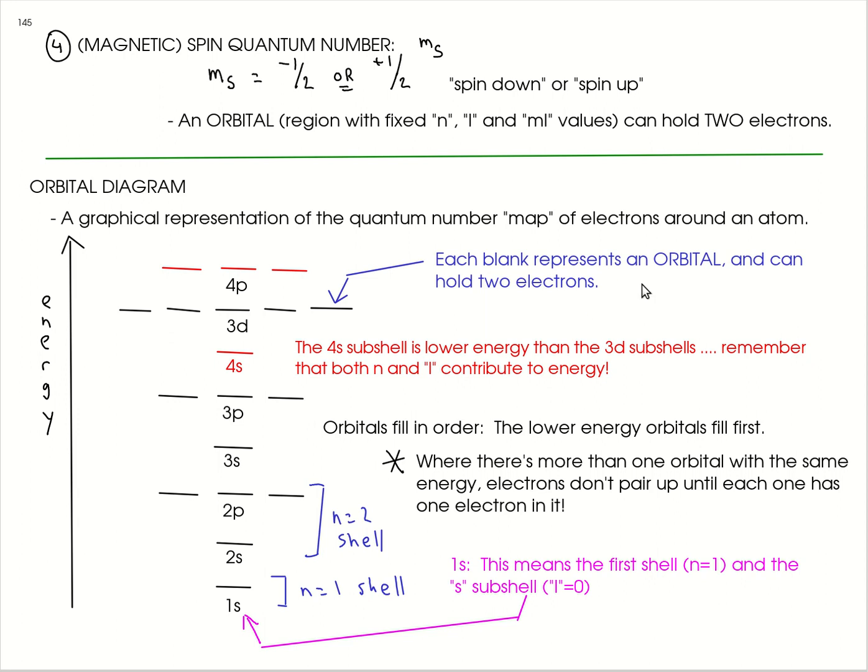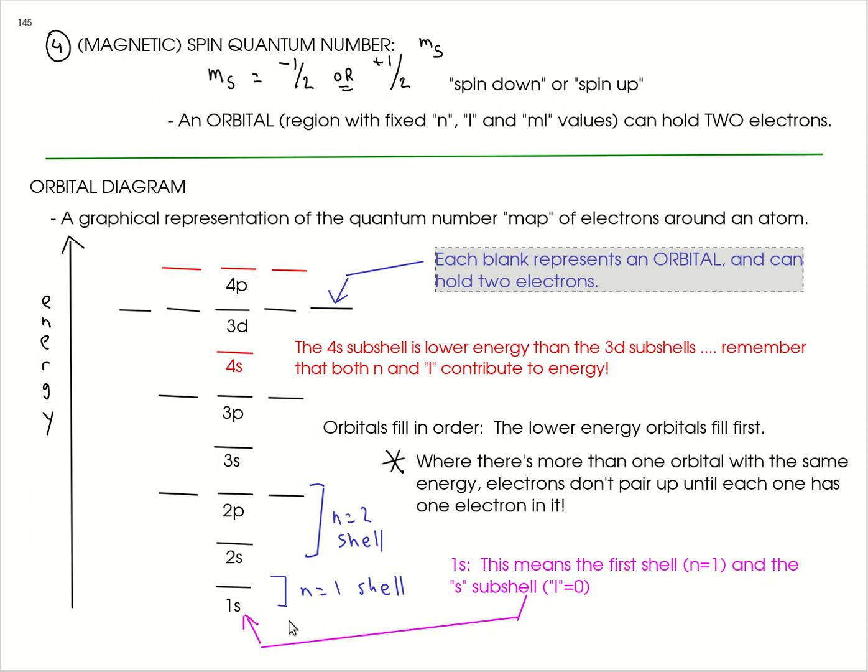So, a couple things about the chart. Each blank represents an orbital, in other words, N, L, and ML, and each one of those can hold two electrons. Generally what we do with these blanks is we draw arrows in them, and we draw an arrow pointing up and an arrow pointing down. So one electron would spin up, one would spin down.